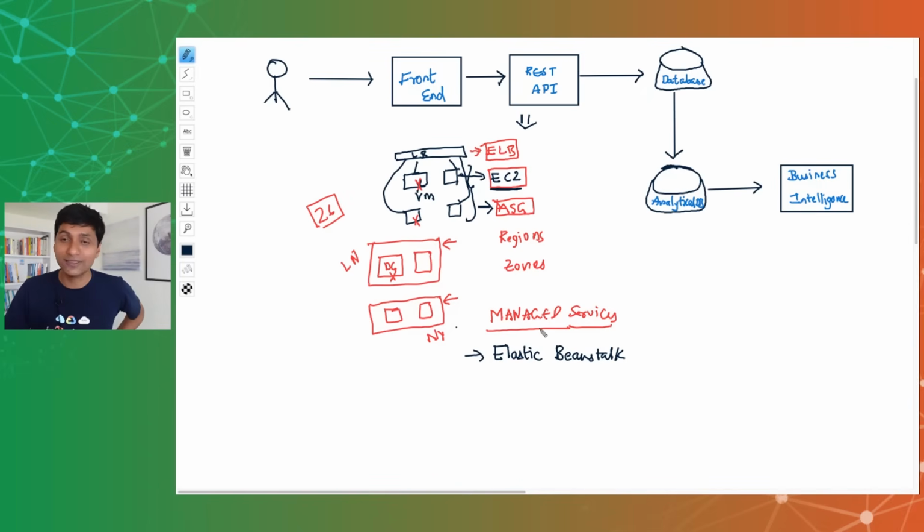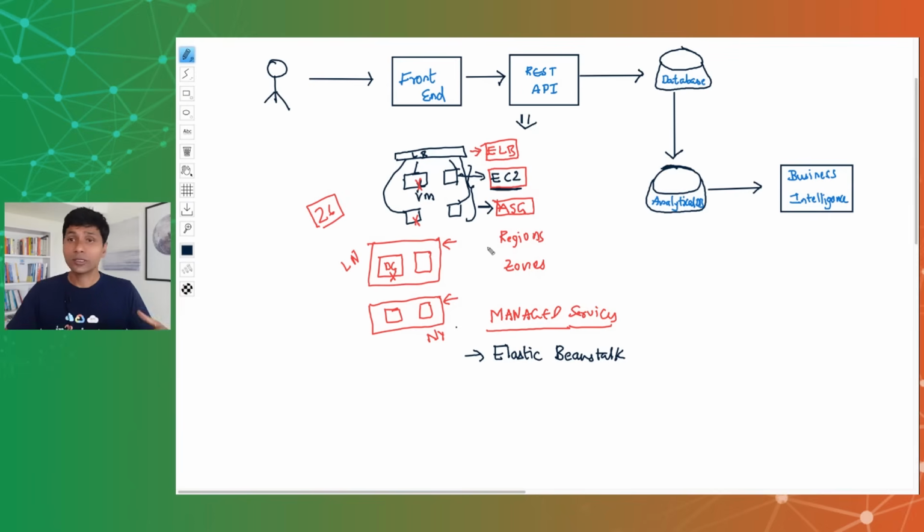It's a managed service for compute in AWS. You don't really need to worry about setting up the load balancer, setting up the auto scaling groups, setting up the metrics for it, setting up the EC2 instances. You don't need to worry about what runtime needs to be available on the EC2 instances.